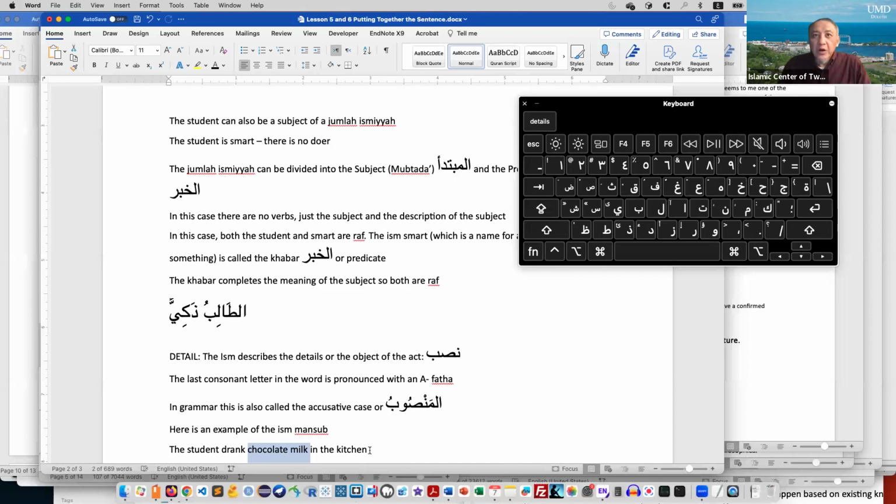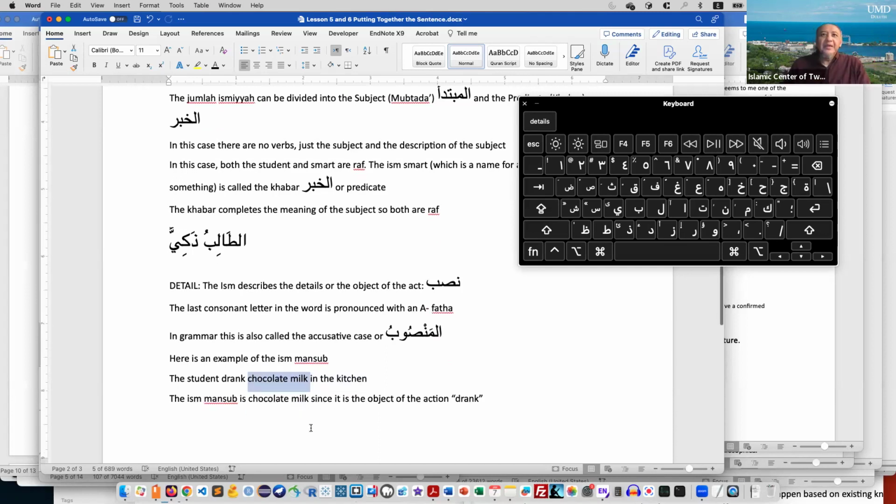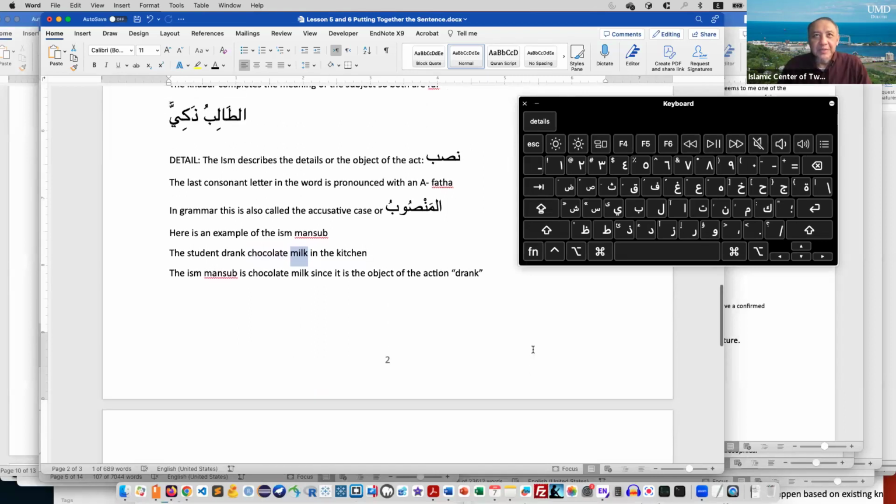Now all of this is also the details. Don't worry about that. The whole thing is the details, but the object here is the chocolate milk. So we expect that there is a fatha in there. It's probably on the milk, because chocolate is a characteristic of the milk, right? The milk is the one that's been drunk. So that's the second, mansub. That's an example of the second one.